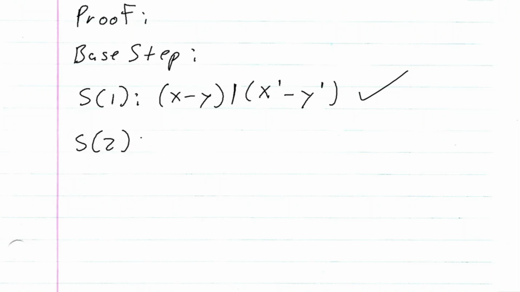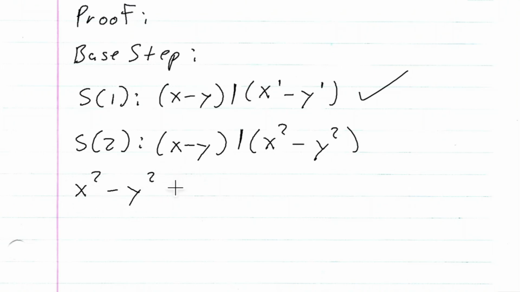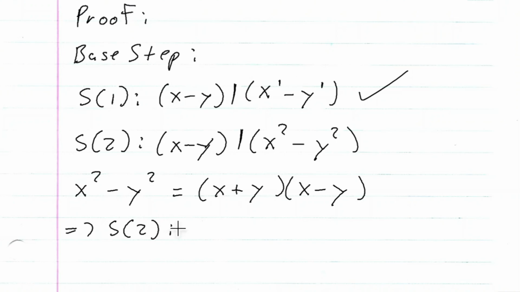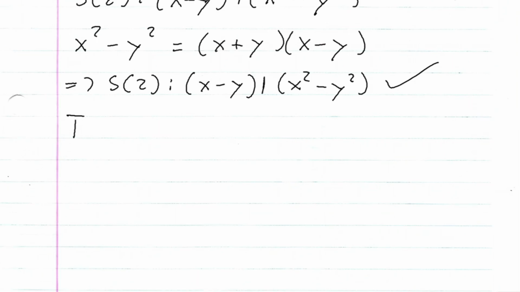Let's look at S of 2. We know that S of 2 would state that x minus y divides x squared minus y squared. Well, we know that x squared minus y squared is equal to x plus y times x minus y. And of course, x minus y divides x minus y times something. So this implies, right, that S of 2, which is x minus y divides x squared minus y squared, is true, right? So that checks. So now let's go ahead and move on to the inductive step.